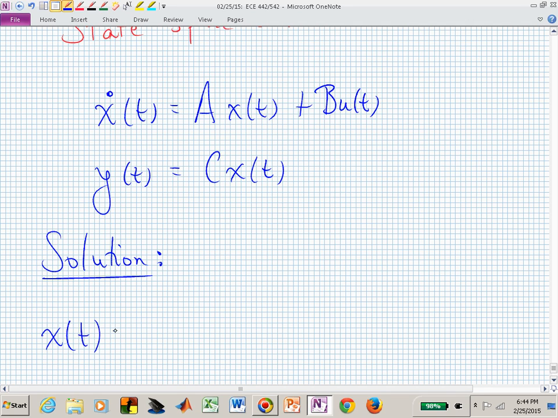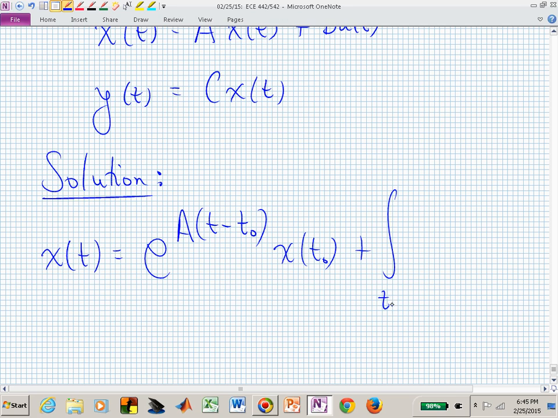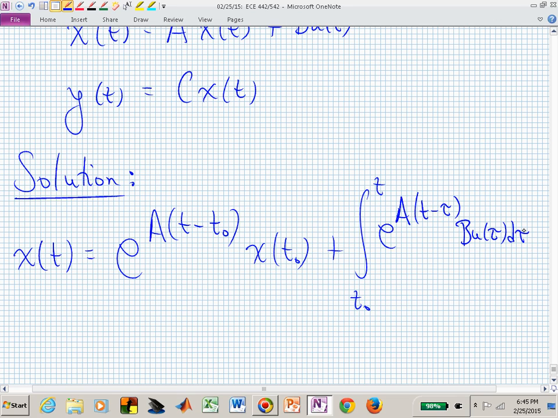actually is that x at time t, and x is a tall, thin vector, all of these state components, is now e to the A times (t minus t sub 0). T sub 0 is our initial start time, and e to the A is a matrix exponential, times this tall thin vector, plus this convolution integral from t sub 0 to t of e to the A times (t minus tau) B u of tau d tau. I can't believe you don't remember that.